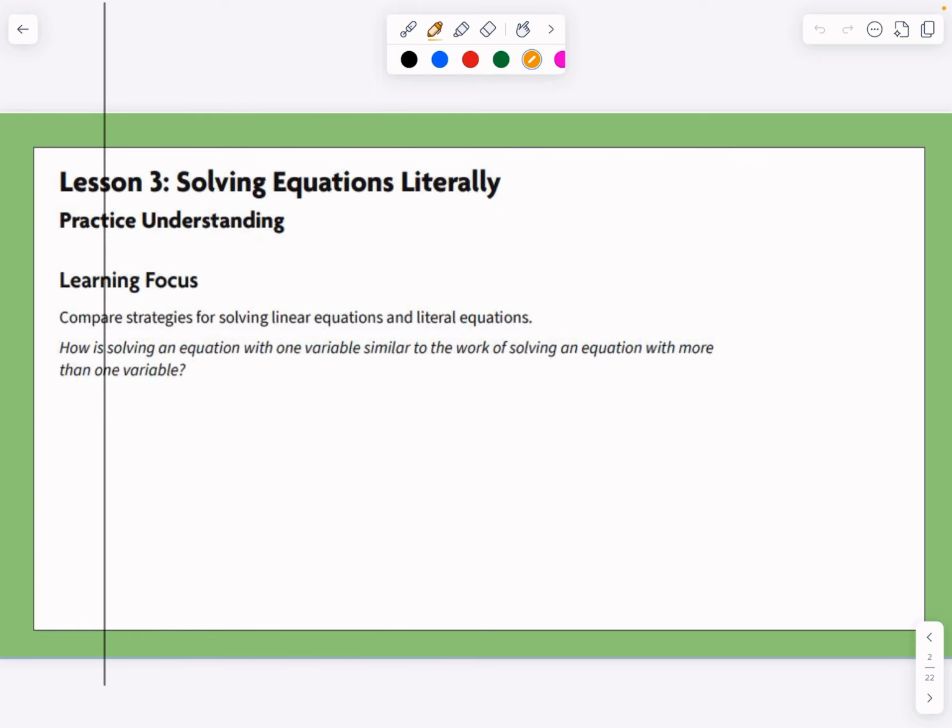Alrighty, so today, the learning focus is comparing strategies for solving linear equations and literal equations. So how is solving an equation with one variable similar to the work of solving an equation with more than one variable? We're just solving equations, sometimes with one and sometimes with more than one variable, and comparing how those things are similar.